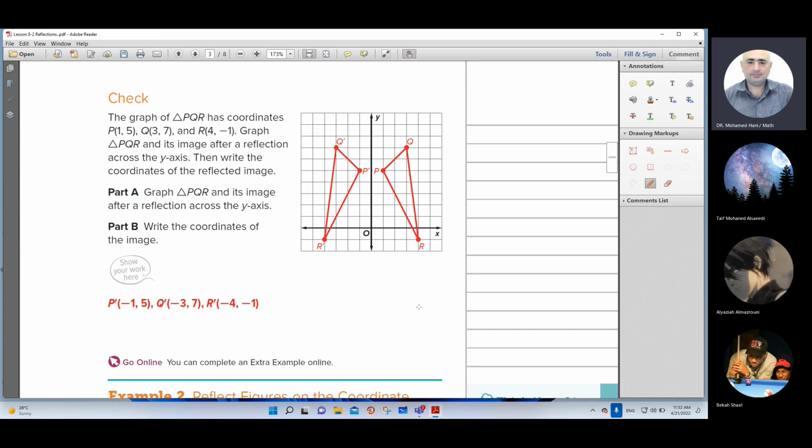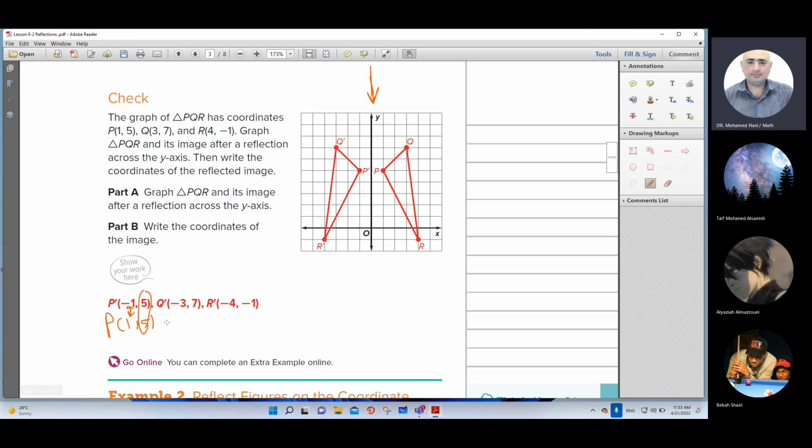In this example, as you see, this is the pre-image, and the line of reflection is the y-axis, and this is the image. As you see, we have congruent figures, but in the opposite direction. If we compare P and P prime, P is (1, 5). As you see, we have the same y, but the opposite x, negative 1 and 1.